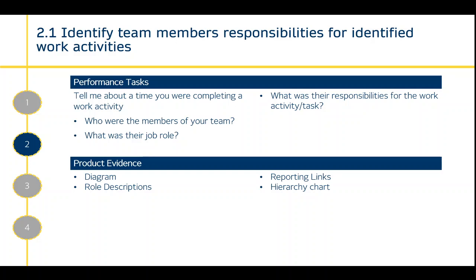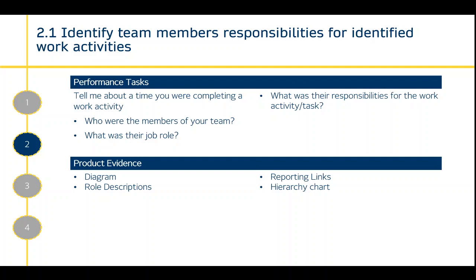So in that sense, this is another good one to be part of a holistic statement where you are doing some process that involves allocating work to team members. So reflect on a time where you are completing a work activity. Who were the members of your team? What was their job role and what was their responsibilities for the work or activity or task? Product evidence could be some diagram, work tracker, role descriptions.